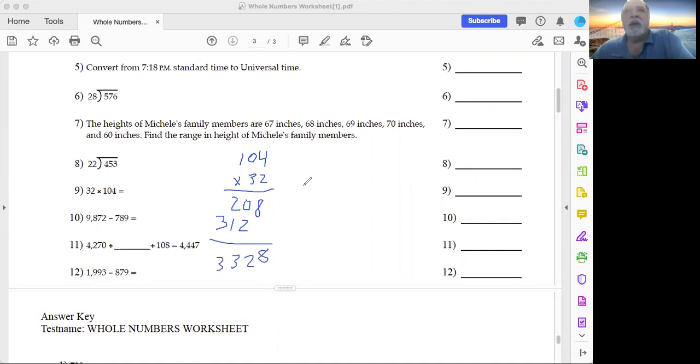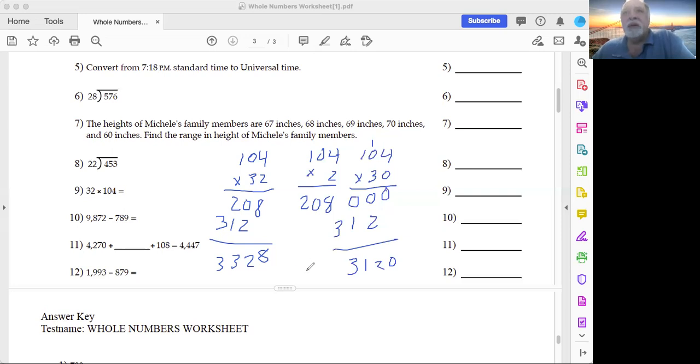Now, let's do it the other way. Let's do it 104 times 2. Right? That's 208. Right? And then we can do 104 times 30. And so here, 0, right? 0 and 0. And we move over a spot. 4 times 3 is 12. Okay. Put a 1 here and 3. Okay. So it becomes 3120, right? And we would add that to 208. And that would give us 3328. So 33, 28.